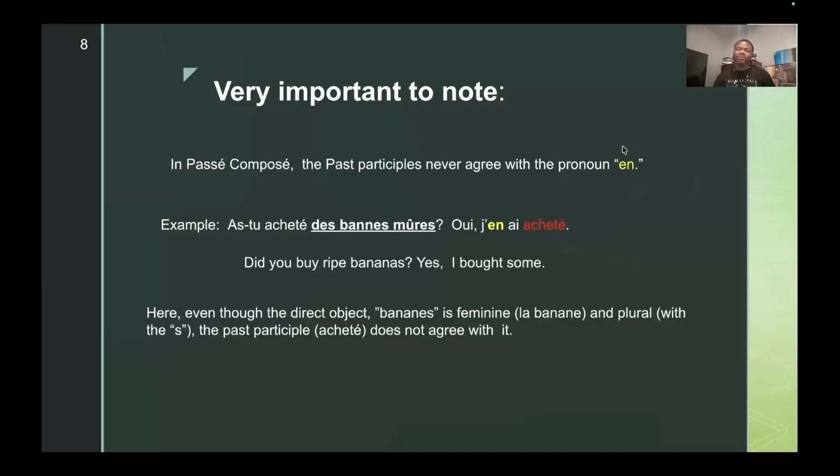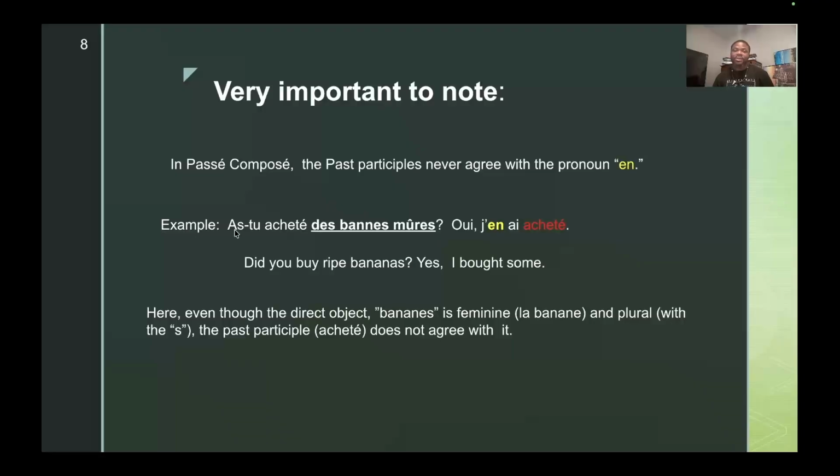Now, very important also to take note. Remember, we said if you use a direct object pronoun in passé composé with verb avoir, if it is placed before the verb, then the past participle will agree with the pronoun. But in case of en, it doesn't happen. In passé composé, the past participles never agree with the pronoun en. There are rules about the pronoun l', but let's not go there so that I don't get you confused. In this case, with en, you don't need to make any agreement.